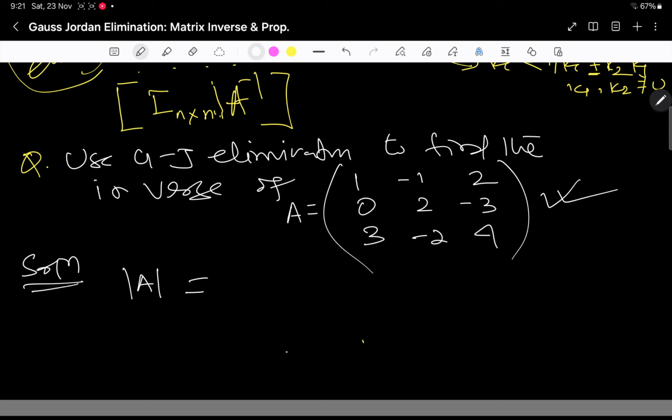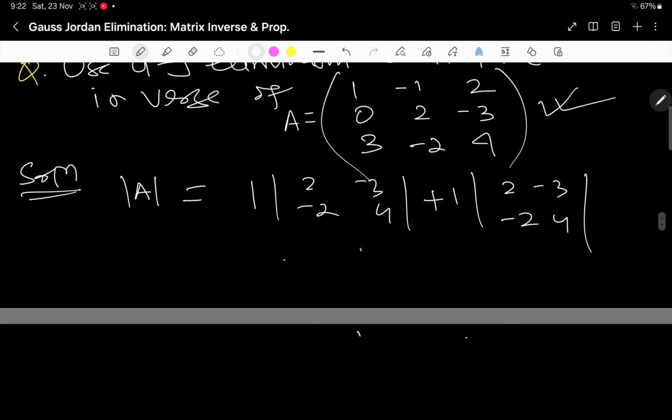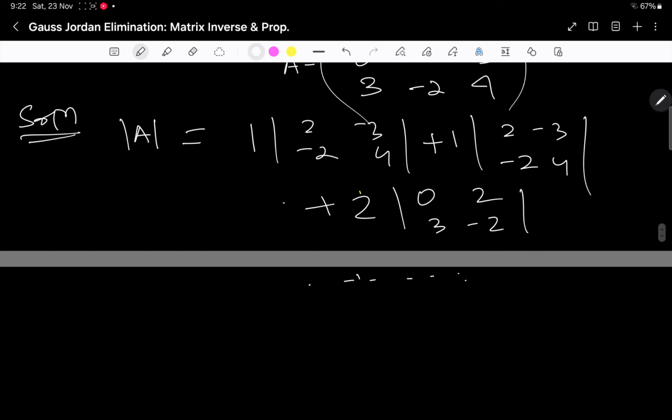Determinant of A is, as usual, 1 times (2 minus 3 minus 2 4), then minus of minus 1, which is plus 1, times the determinant with this row and column removed: 2 minus 3 minus 2 4, plus twice 0 2 3 minus 2. You simplify it, and this determinant will give you 1.